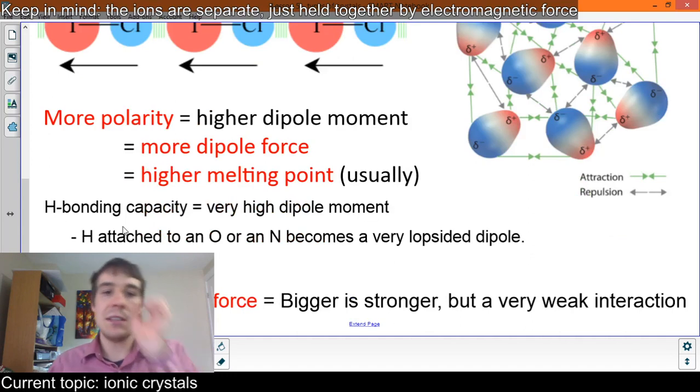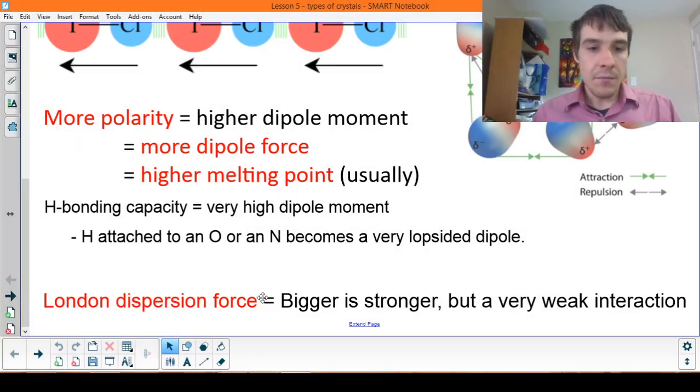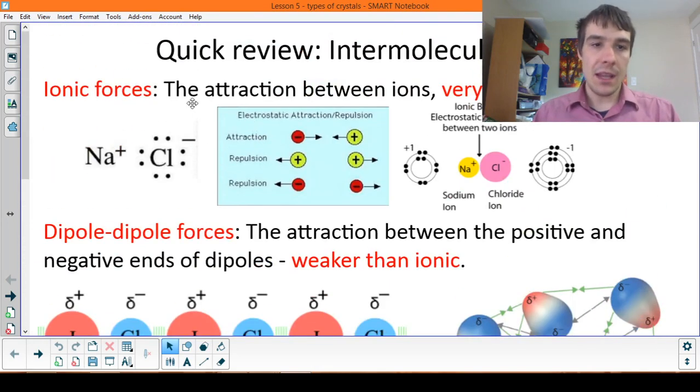If you have an oxygen attached to a hydrogen or a nitrogen attached to a hydrogen, that hydrogen becomes very delta positive. And so it can coordinate to lone pairs on a different atom and becomes a strong force. And then every single molecule has London dispersion forces. It can have these and dipole forces at the same time. Bigger becomes stronger. A bigger or longer molecule makes a stronger London dispersion force, but it's a very weak interaction when compared to dipoles and ionics.